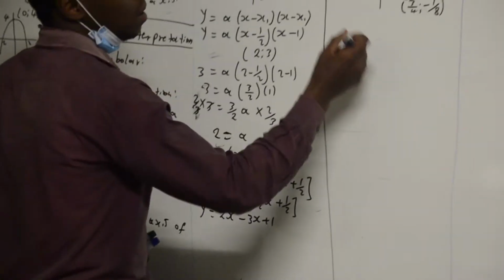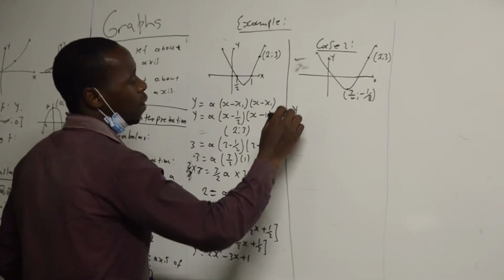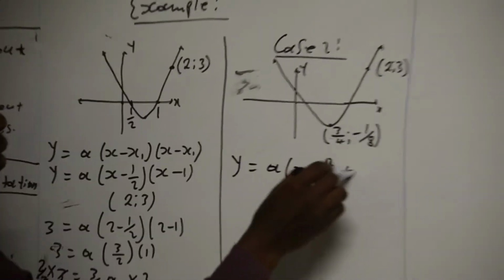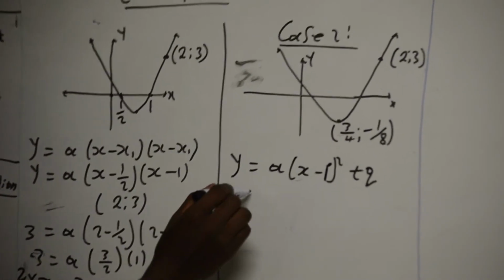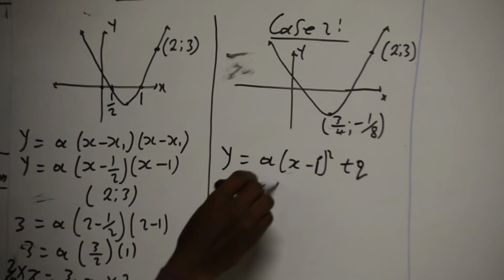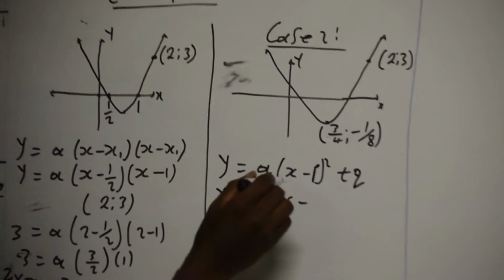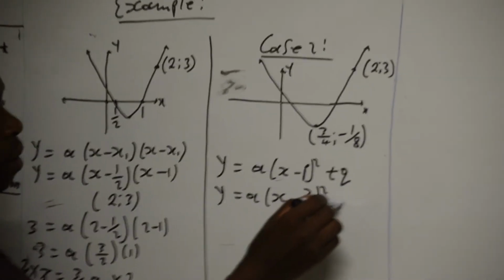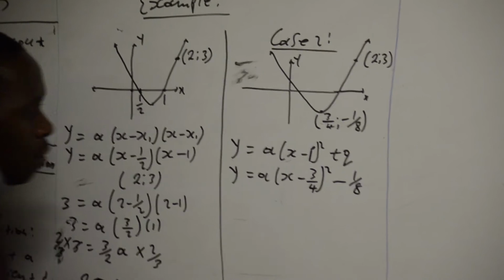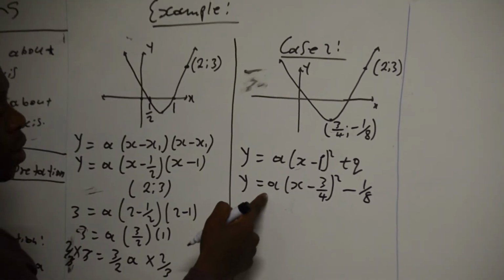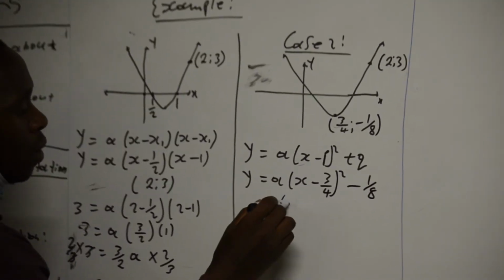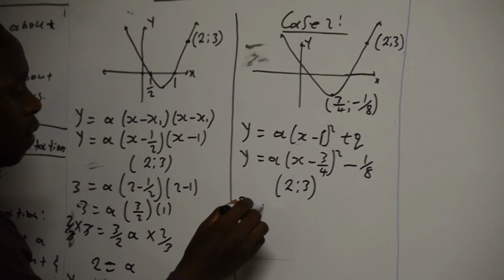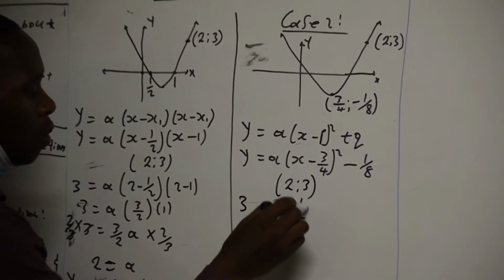So in this case, if they give you a turning point, for you to find the equation, go straight away to a times x minus p squared plus the value of q. Then let's substitute. We have a, which is our unknown, x minus, what is the value of p? It is 3 over 4 squared minus 1 over 8, that is the y value. Now we need a point for us to find a. The point is given, it is 2, 3. So in place of y, put 3, in place of x, put 2.